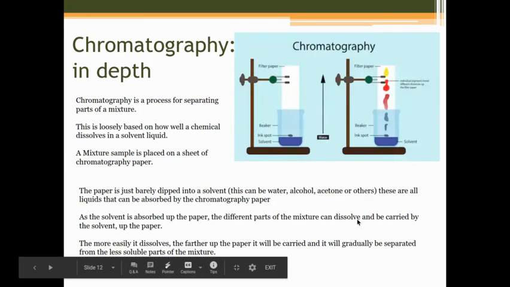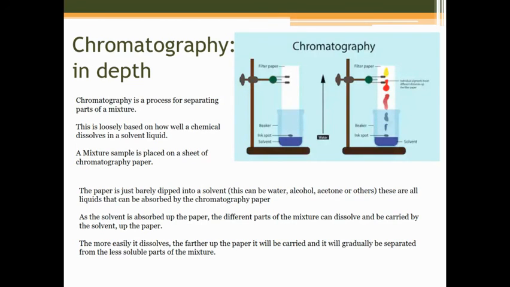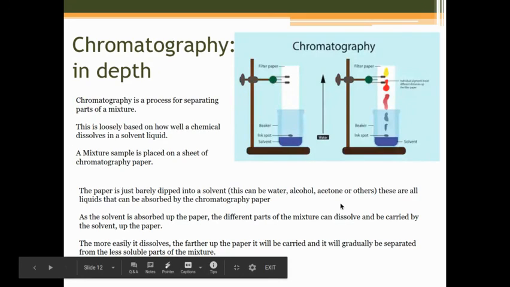Here's another chemical process, another analysis technique we use called chromatography. There's different types of chromatography. We use paper chromatography pretty exclusively in our biology classes, but chemistry labs will also do gas chromatography, which is a little more detailed and a little more complicated process. You have to do it with a machine. But chromatography is a process for separating parts of a mixture.